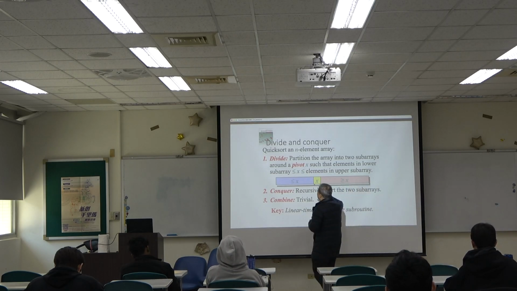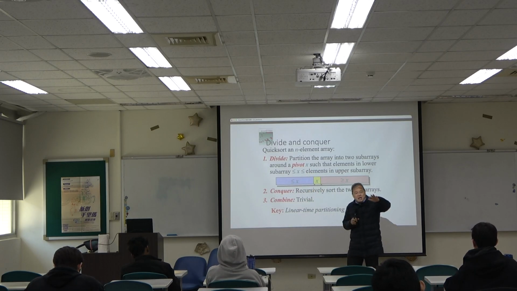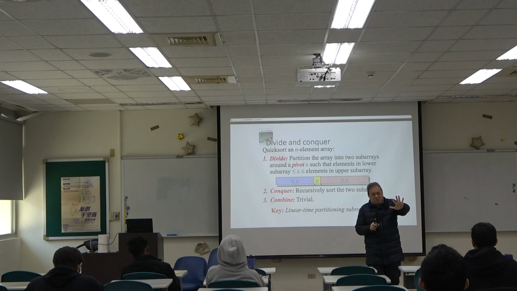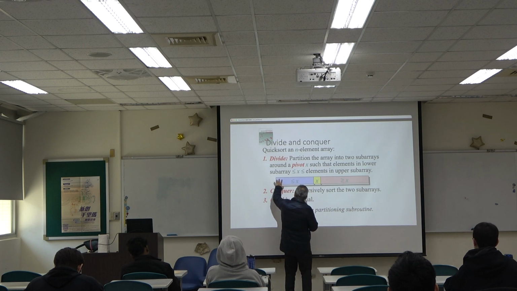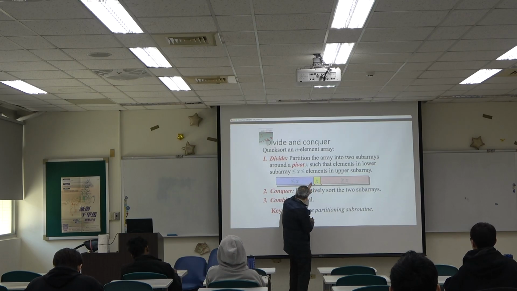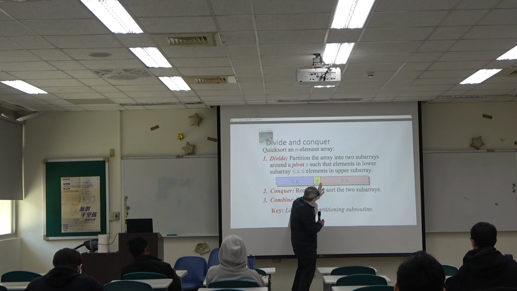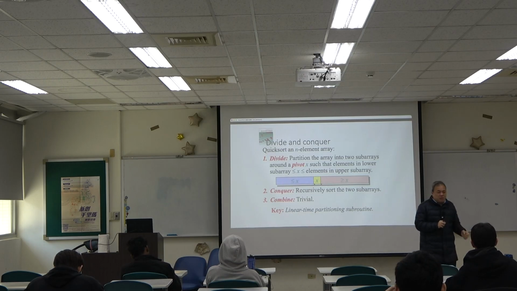At the end of the divide process, the important thing is that you have to put this x in a position such that all the elements in front of it are smaller than or equal to x, and all the elements behind it are greater than or equal to x.